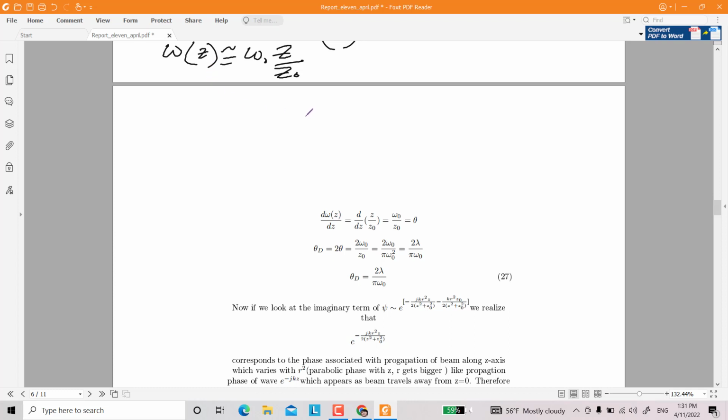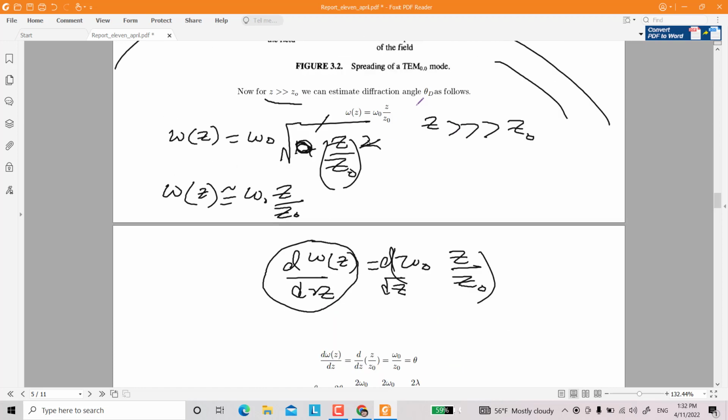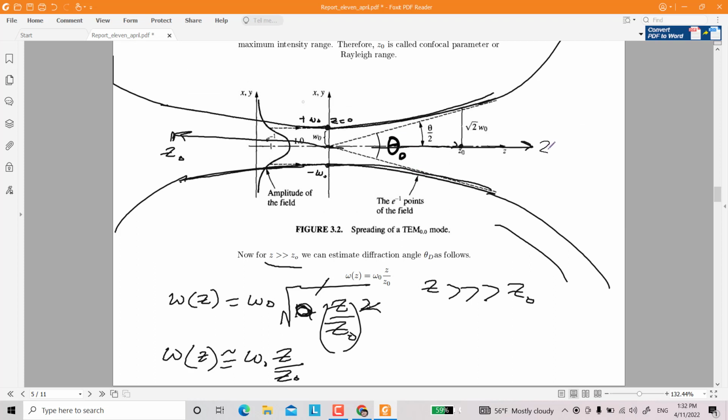So now that we have derived omega as a function of z, which is omega naught times z divided by z naught, you can estimate how omega is going to change with z. In order to do that, you have to take the derivative here. If you take the derivative, this is going to give you the slope. What does d omega by dz mean? It means that with the increase in the value of z, how does omega change?